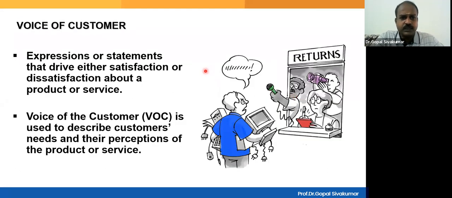Now, voice of customer can be collected in different ways. You can collect the voice of the customer proactively as well as reactively. Proactively means no failure has happened, everything is going smoothly, but still you are interacting with your customer and collecting the feedback given by the customer. This is proactive. If the failure has happened and then you collect the feedback from the customer, it is reactive.